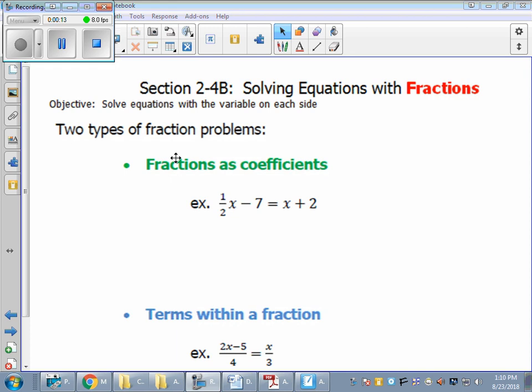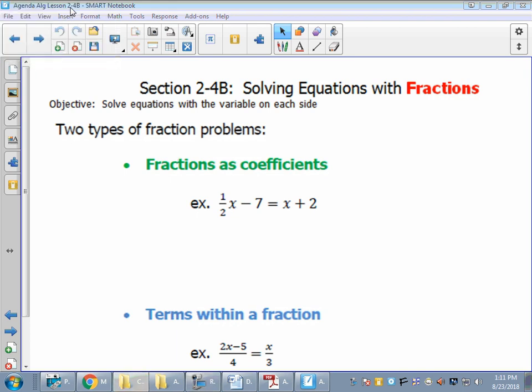Okay, we're back in Algebra 1. We're moving on to 2-4b now with solving equations with fractions. And so it's a multi-step equation. There's variable on each side, just like yesterday. But this time, we're going to deal with some fractions.